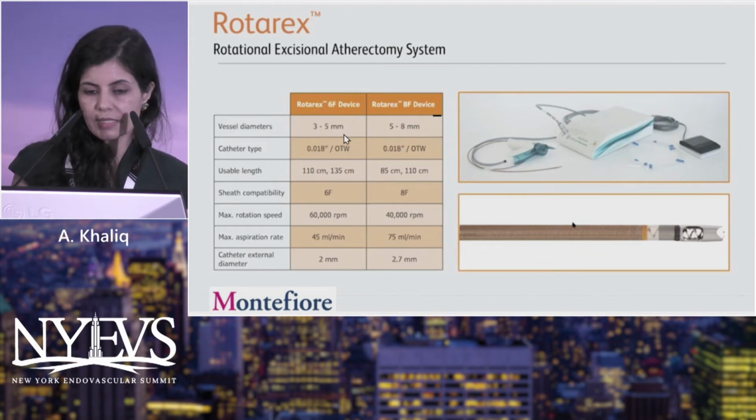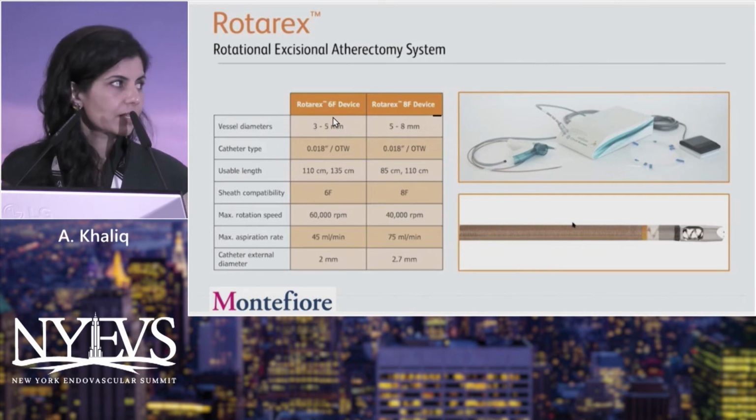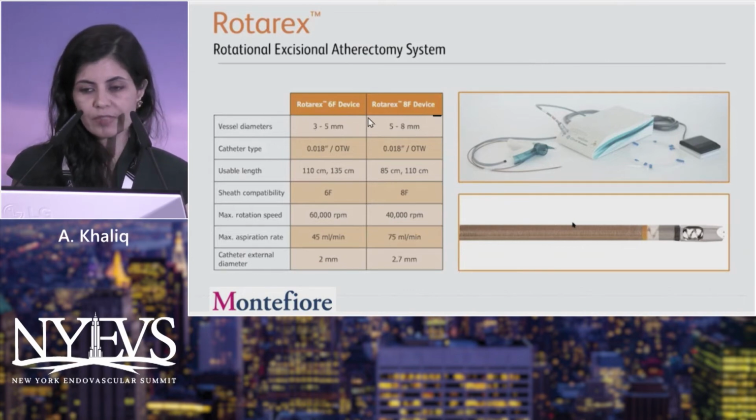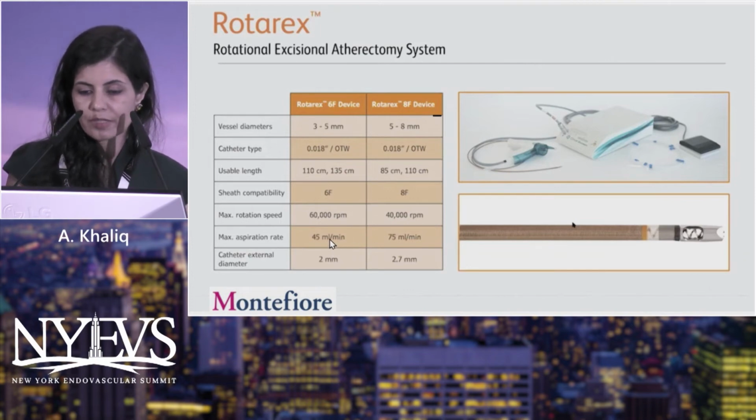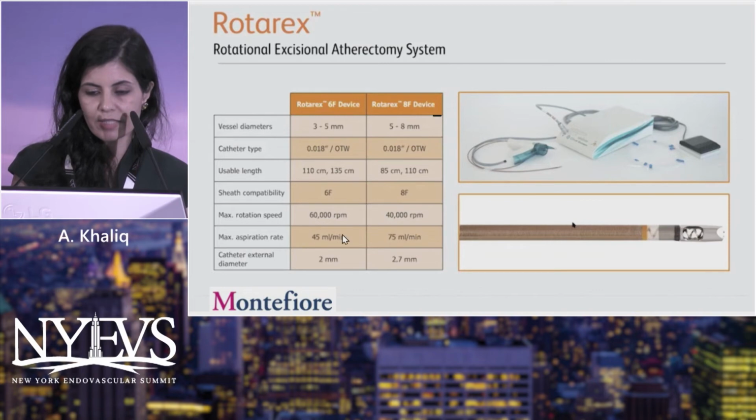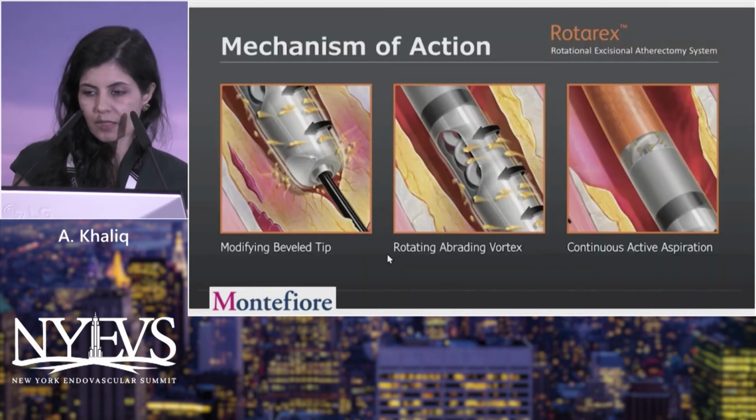Depending upon the vessel diameter, if you're tackling smaller vessels, it's 6 French compatible. If you're doing bigger vessels, you can go all the way up, from 5 to 8 millimeters, but you need an 8 French device. And it goes up to about 40 to 60 RPMs, depending upon the device. And it has an active aspiration at the rate of 45 in the smaller system and a 75 in the bigger system. So it's just basically showing its mechanism of action.